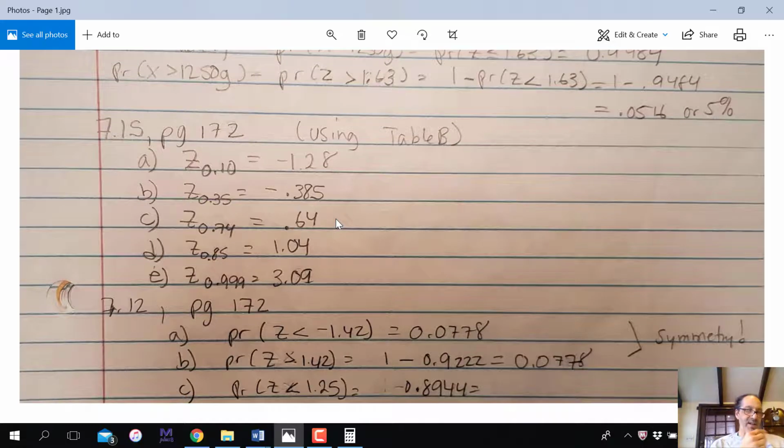Z of 0.85, well we know it's going to be positive again because 0.85 is way above 0.5. So we look for a value of 0.85. I'm looking at the table at 1.0, and I go across. 1.04 looks like the best one to me because that has a probability of 85%. The value at the intersection of 1.0 and the hundredths 0.04 is 0.8508.